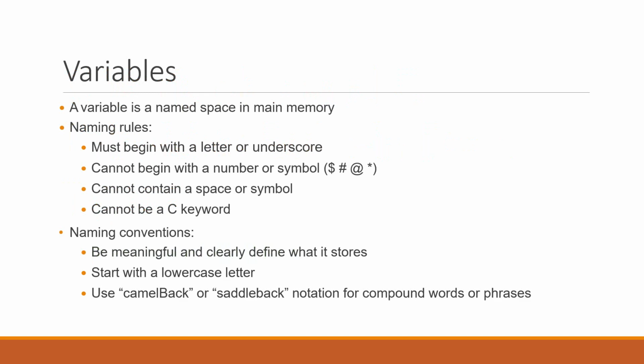Naming rules: a variable name must begin with a letter. It may also begin with an underscore. It cannot begin with a number or a symbol such as $, #, or @. It cannot contain a space or symbol. It cannot be a C keyword, which are reserved words with special meaning in the language.